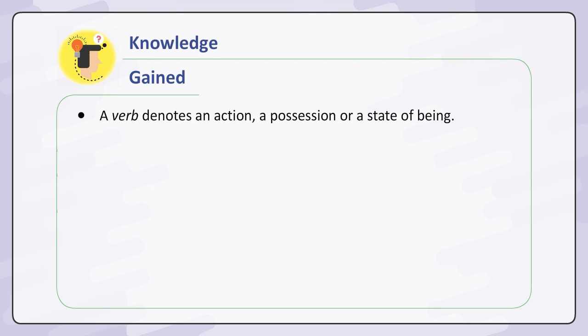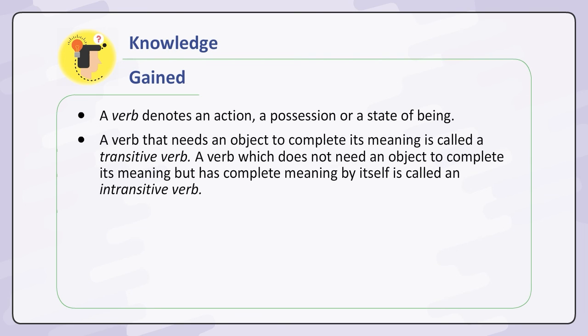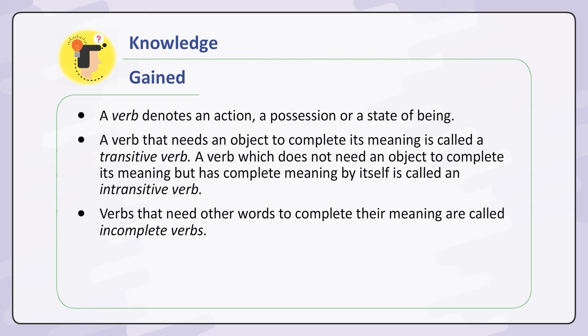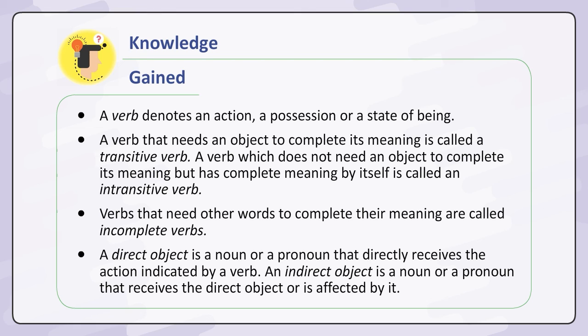A verb denotes an action, a possession, or a state of being. A verb that needs an object to complete its meaning is called a transitive verb. A verb which does not need an object to complete its meaning but has complete meaning by itself is called an intransitive verb. Verbs that need other words to complete their meaning are called incomplete verbs. A direct object is a noun or a pronoun that directly receives the action indicated by a verb. An indirect object is a noun or a pronoun that receives the direct object or is affected by it.